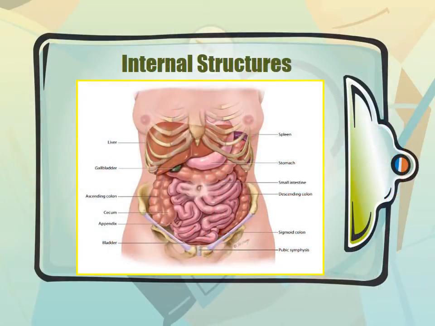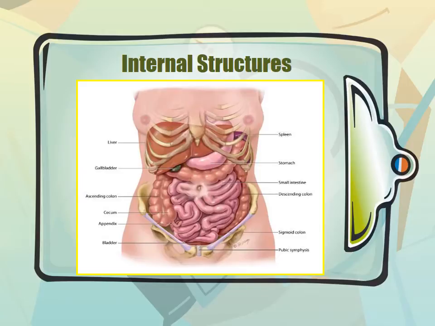Here are just the internal structures of the abdomen. I really just wanted to show you this as far as the anatomy and how it all kind of goes together. And you know that the liver takes up a large percentage of the abdominal cavity, with the spleen right behind it.